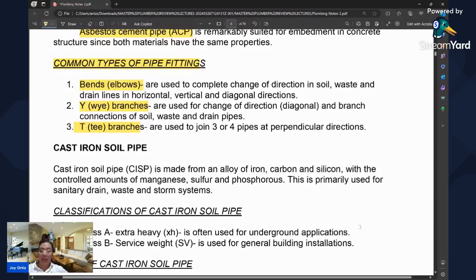Ulitin natin, here's the common types of pipe fittings. It's bends or elbows, para change talaga ng direction, horizontal, vertical, or diagonal. And Y, it's change of direction, diagonal. Pag T, it's a joining of three or four pipes.